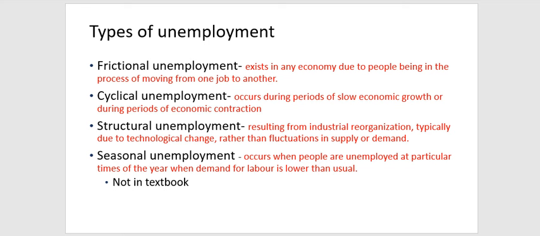Two, we've got cyclical unemployment, which occurs during a period of slow economic growth or during a period of economic contraction. When the economy is booming, we see people being employed. However, when the economy is in recession, people lose their jobs. This type of unemployment is called cyclical unemployment. We also have structural unemployment. This is unemployment resulting from industrial reorganization, typically due to technological change rather than fluctuations in supply and demand.